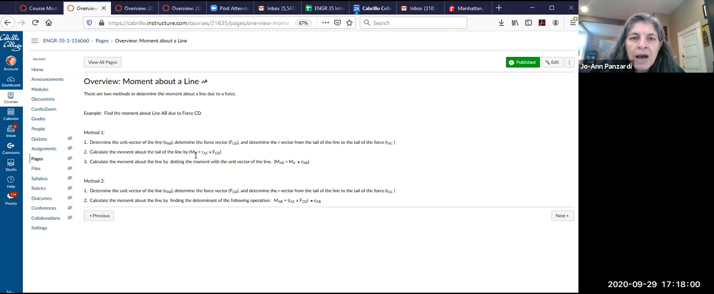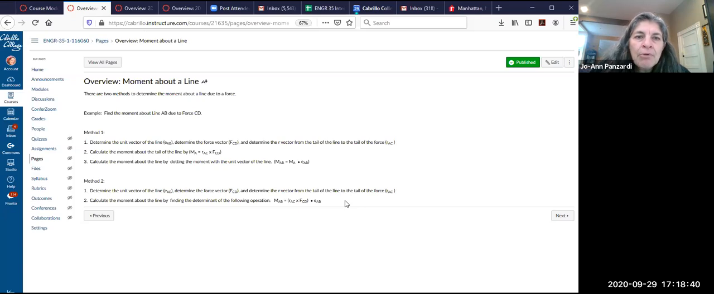So I first have you calculate the moment about the tail of the line, and then I have you dot that moment with the unit vector of the line. So in the first option, I first am finding the moment about the tail of the line, and then I dot it with the unit vector of the line. In method two, I don't calculate the moment about the point at all. I'm only finding the moment about the line, and I do it with a determinant with a 3x3 matrix, with E as the first row.